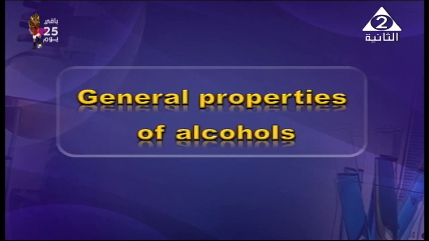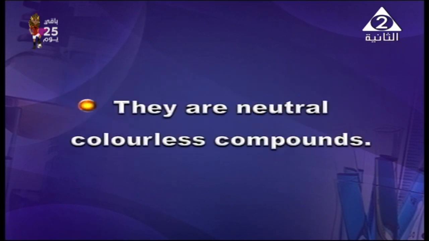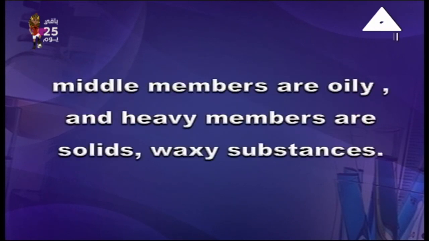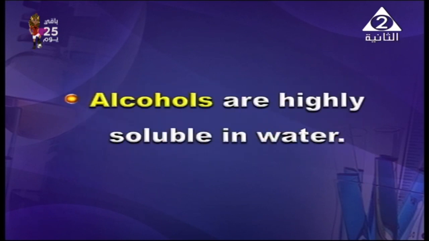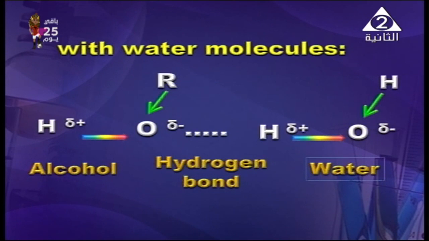So we are going to discuss the general properties of alcohols. They are neutral colorless compounds. First members of alcohols are light liquids completely miscible with water. Middle members are oily and heavy members are solids and waxy substances. We have a give reason in this point. Alcohols are highly soluble in water due to the presence of polar hydroxyl group, which forms hydrogen bonds with water molecules, as shown on the screen. The hydrogen bond is formed between two molecules, one is alcohol and the other is water, due to the polarity of the hydroxyl group.